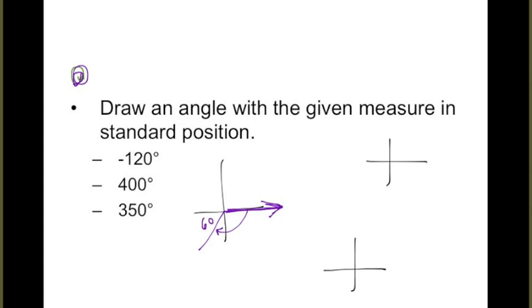For 400 degrees, we start at the positive x-axis. We're going to go around counterclockwise, 360 degrees will cover a circle, and an additional 40 degrees to get us to 400.